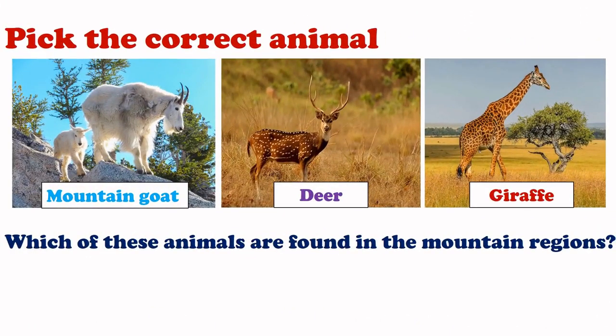Hello, children. Children, do you remember what we studied in our last class? In our last class, we talked about different types of terrestrial habitats. So answer the following questions. Which of these animals are found in the mountain regions? Do you know the answer? So the answer is mountain goat.